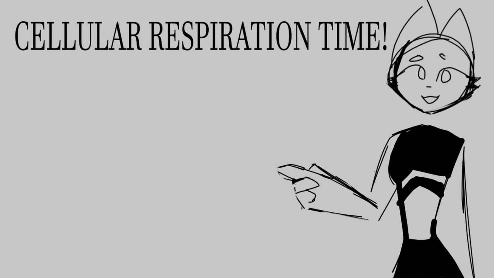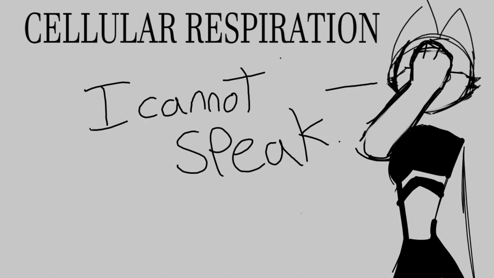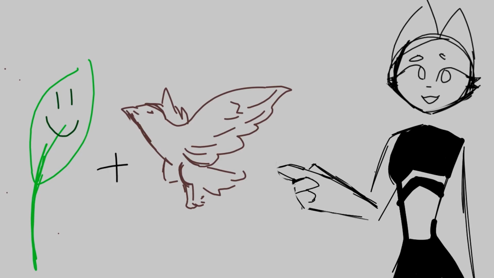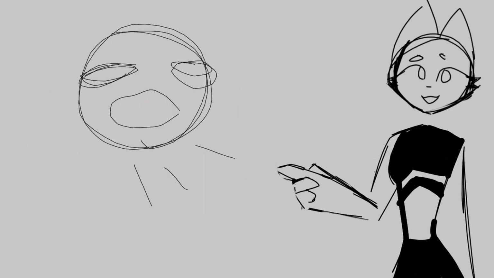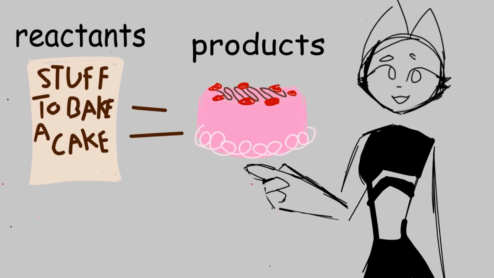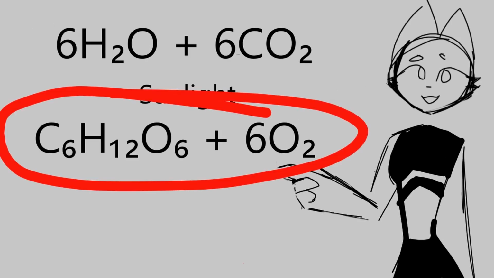Okie dokie, cellular respiration time. Cellular respiration happens in plant and animal cells. That's right, our cells breathe. Kidding. Similar to photosynthesis, we have reactants and products in cellular respiration. Our reactants are sugar, water, and oxygen. Sound familiar? No? Well, you see, it's the products of photosynthesis.